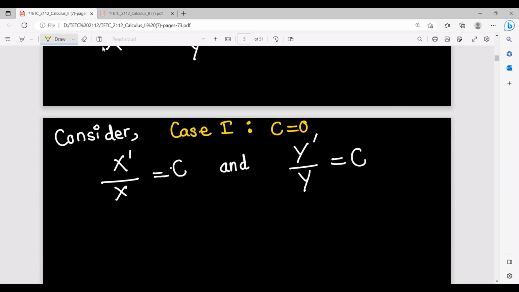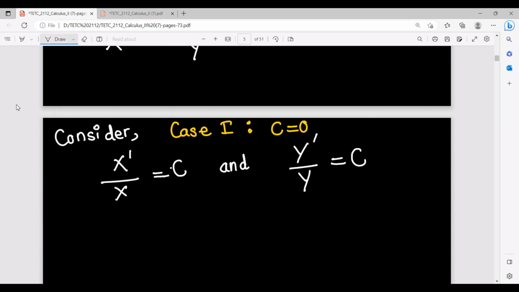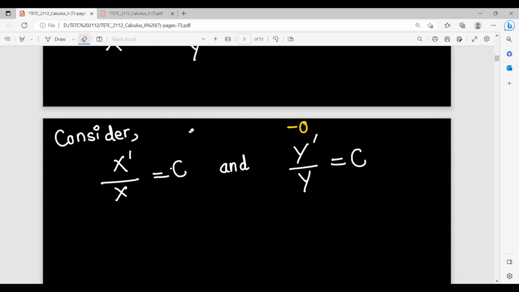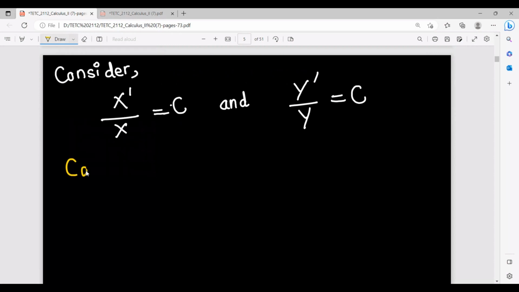In case 1, we go with the assumption that this constant C is equal to 0. In the next stage we are going to consider these two cases, and since there are three possibilities for C, we are going to consider case 1 as the value of C equals 0. So let's solve. When the value of C is equal to 0, what happens to this equation?